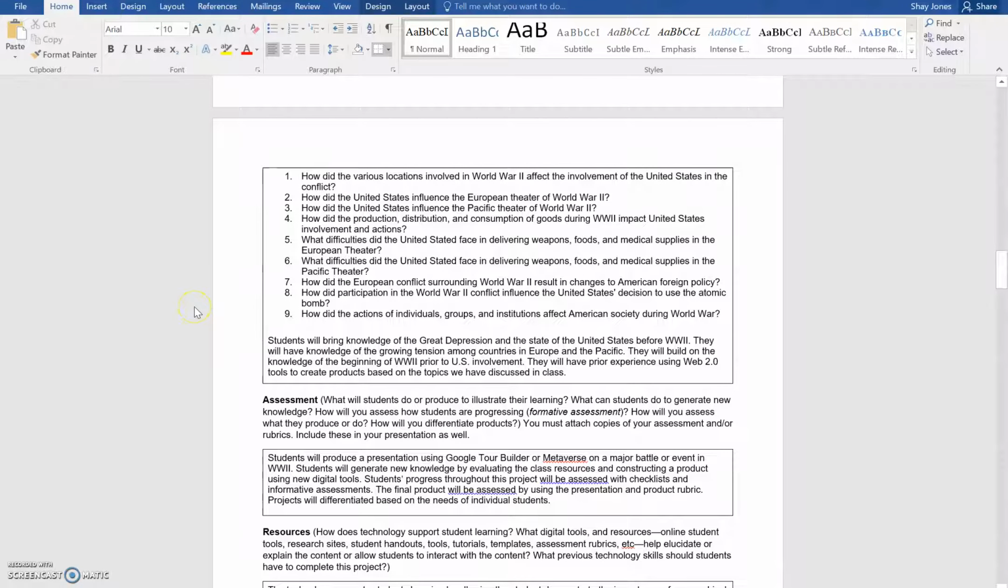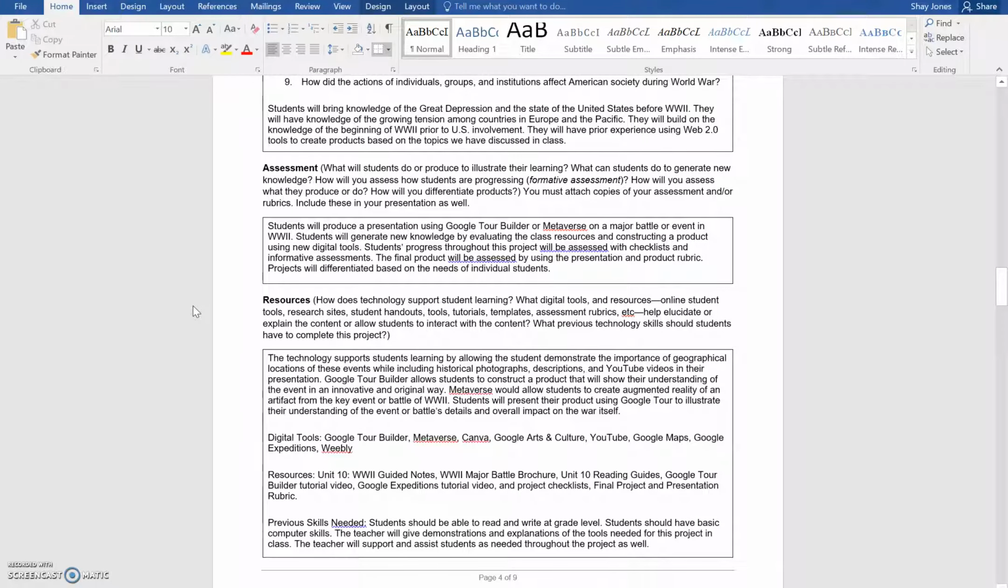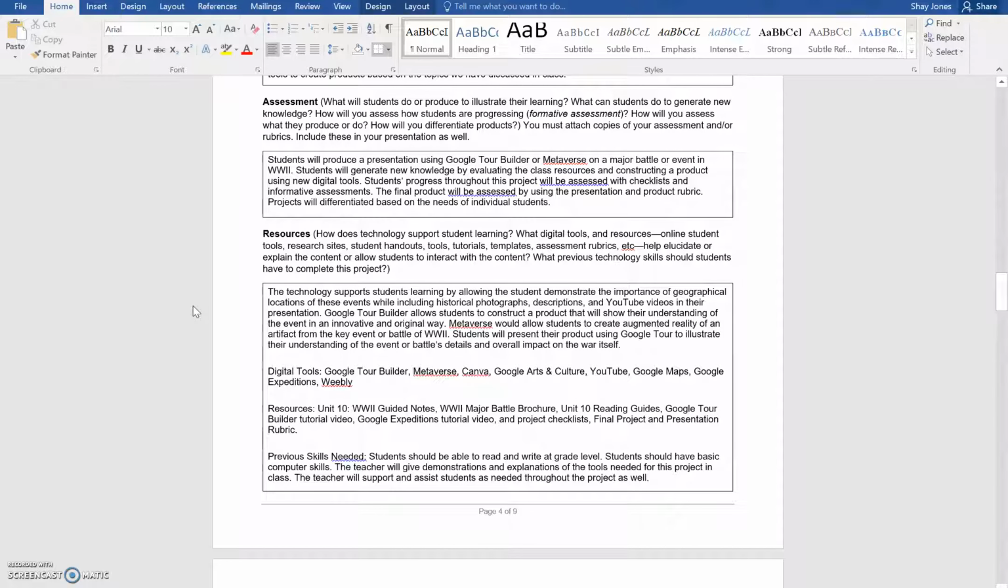So the big question with this lesson is, how does the location or one key event influence the entire war itself? That's really going to be the question that students focus on. The three tools that they're going to use to answer that question: they'll have a choice. They could use Google Tour Builder. I just recently found Google Tour Builder, and it's awesome. So I would introduce that to them, and then they would have a choice to either use it or Metaverse. If they use Metaverse, which is an augmented reality tool, they would create an artifact related to that key event or battle for their presentation.